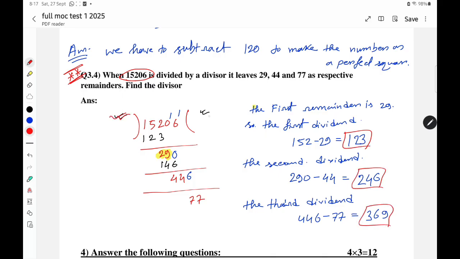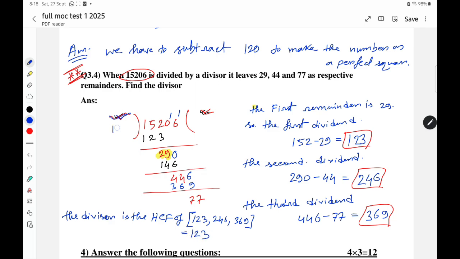So this divisor and this quotient divide these 3 dividends one by one. So the last is 369. So the divisor is the HCF of 123, 246 and 369. Why? Because the divisor divides all these dividends, the 123, 246, 369, these all three come from this divisor. Okay, and that is the HCF. So the HCF is 123.